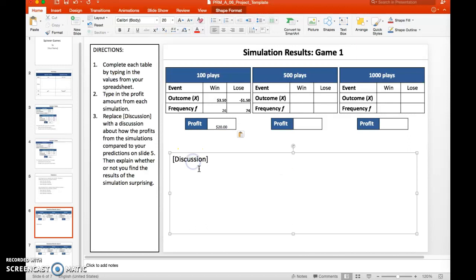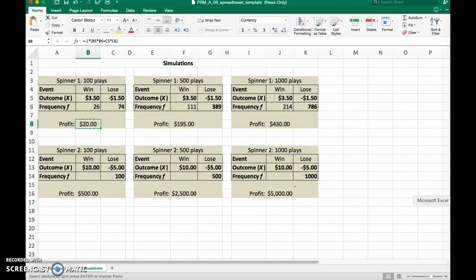Again, put your discussion. My prediction for 100 plays was 50, and it's a little low. My prediction for 500 plays was 250, and I'm a little low. For 1,000 spins, it was 500. Again, they're a little bit low. That's okay. Repeat this process for these tables down here for spinner 2.